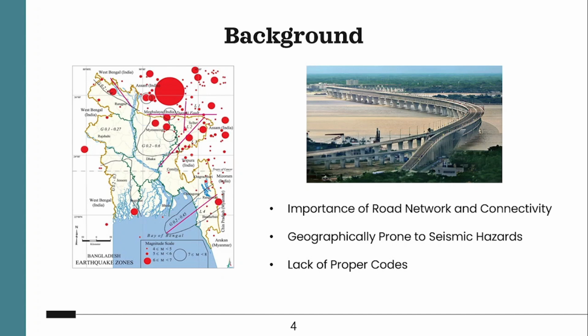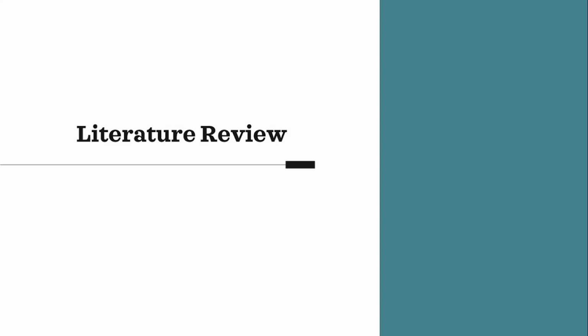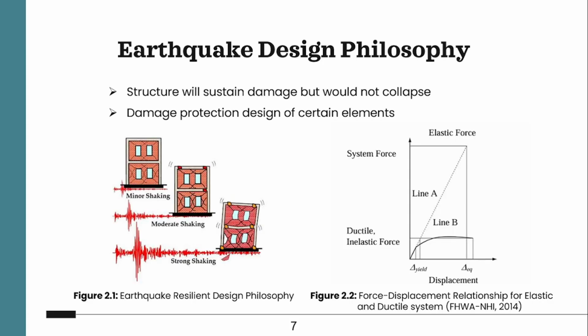So, as a result, people, I mean the designers, use foreign codes like AASHTO. So in this study, I am trying to provide a guideline, basically a procedure to design the bridges for earthquakes while incorporating the BNBC parameters into the AASHTO 2020 parameters. I will first go through a literature review.